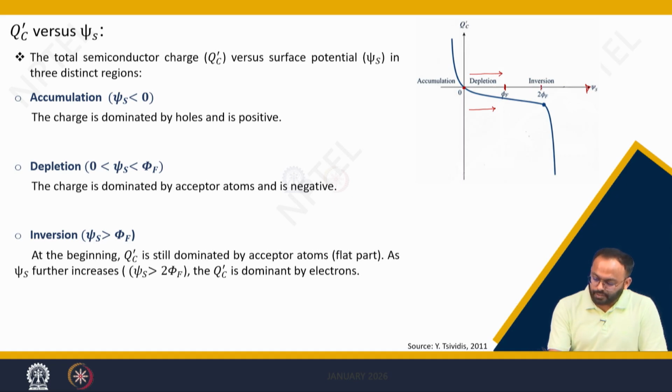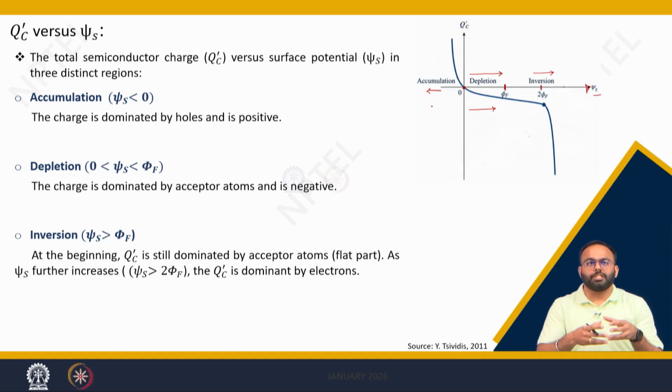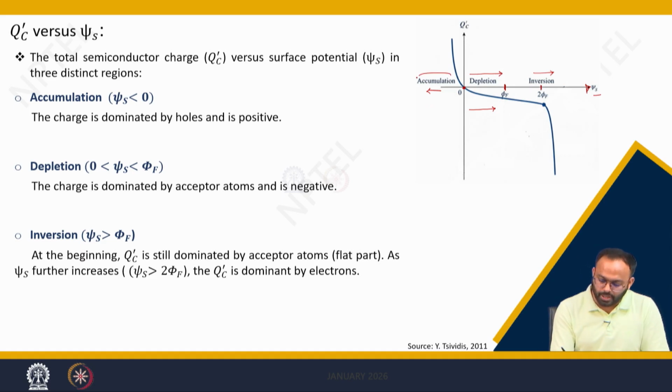After 2 phi f, what will happen? The inversion starts. Let us start understanding the different regions of operation. For negative surface potential, when you apply a negative VGB, the surface potential will be negative and the charges will be dominated by holes. The holes will accumulate near the surface. This region of operation is accumulation.